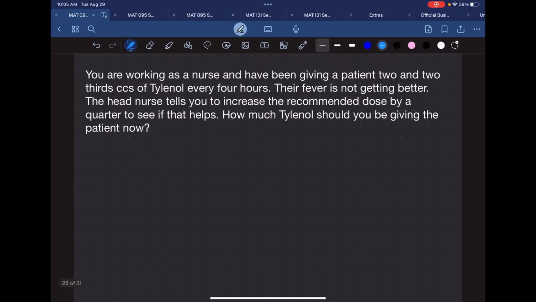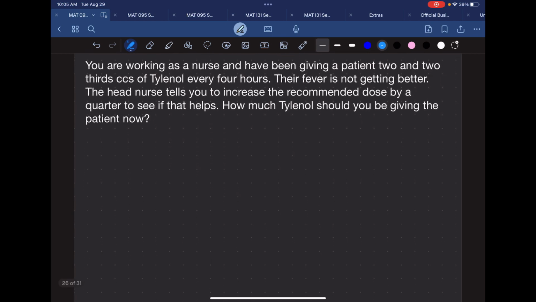Okay, now the second problem. We have that you are working as a nurse and have been giving a patient 2 2/3 cc's of Tylenol every 4 hours. Their fever's not getting better. The head nurse tells you to increase the recommended dose by 1/4 to see if that helps. How much Tylenol should you be giving the patient now? Again, pause the video, try to do this problem, and then resume the video when you're ready to see the solution.